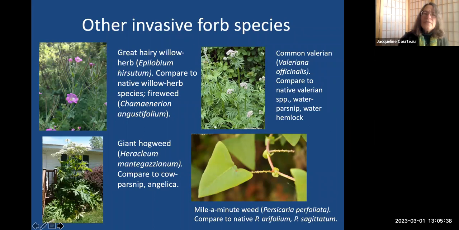A few other invasive forb species, some of these up and coming, that you'll want to take a look at: great hairy willow herb, giant hogweed, common valerian. We have some native valerian species, but the common one is spreading widely. And I'm not even sure it's in Michigan yet, but people are really worried about mile-a-minute weed, which is in the buckwheat family and can grow really fast.